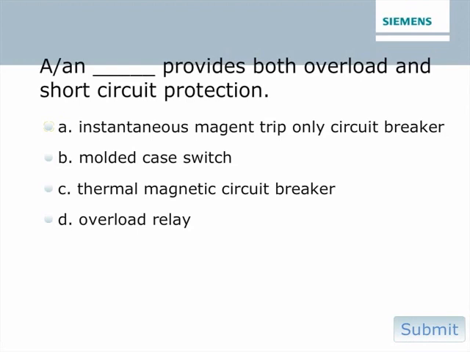Question 6. A blank provides both overload and short circuit protection. Is it A, instantaneous magnet trip only circuit breaker, B, multi-case switch, C, thermal magnetic circuit breaker, or D, overload relay?